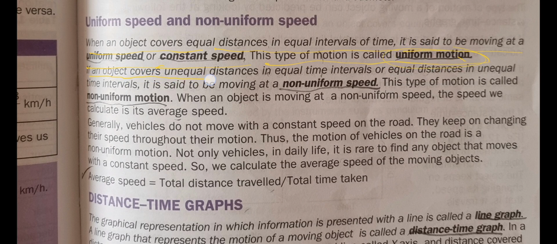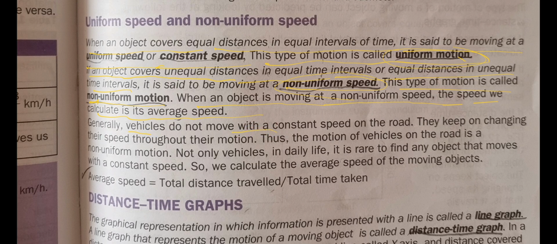If an object covers unequal distance in equal time intervals or equal distance in unequal time intervals, it is said to be moving at non-uniform speed. This type of motion is called non-uniform motion. When an object is moving at non-uniform speed, the speed we calculate is the average speed.